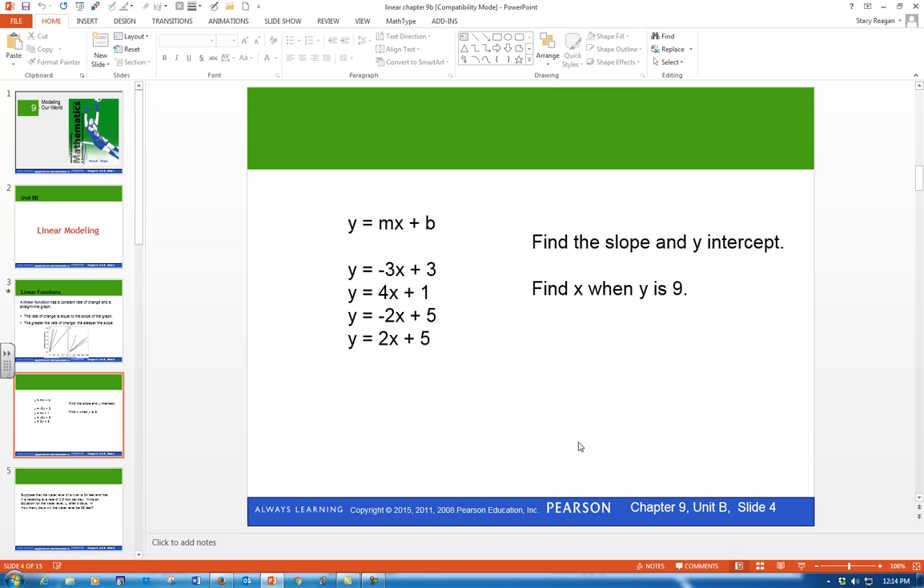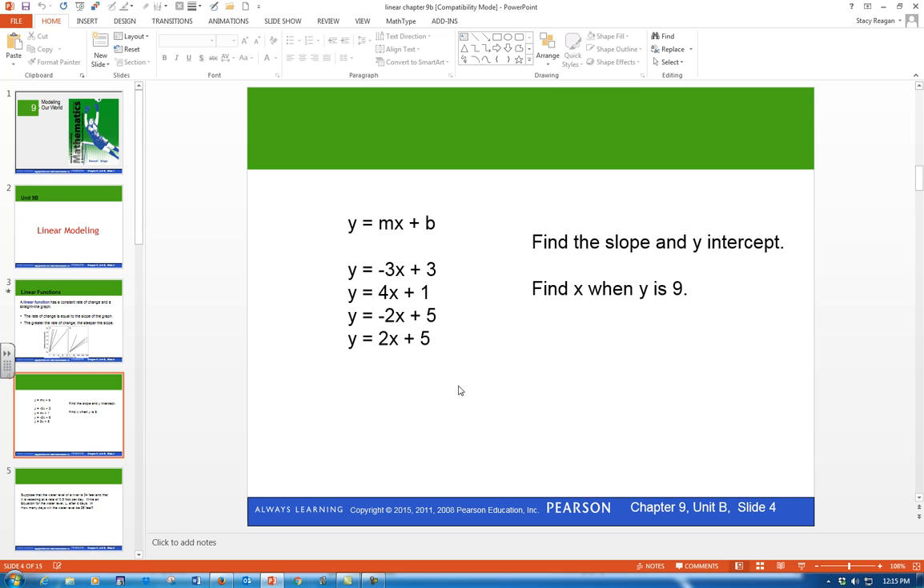The first kind of problem that we looked at in class was just looking at an equation and being able to pick off the slope and the y-intercept. As long as your equation is in this format, and I mean y is by itself, just like all of these, the number in front of x is your slope. So on this first one, slope is -3, slope is 4, slope is -2, and slope is 2.